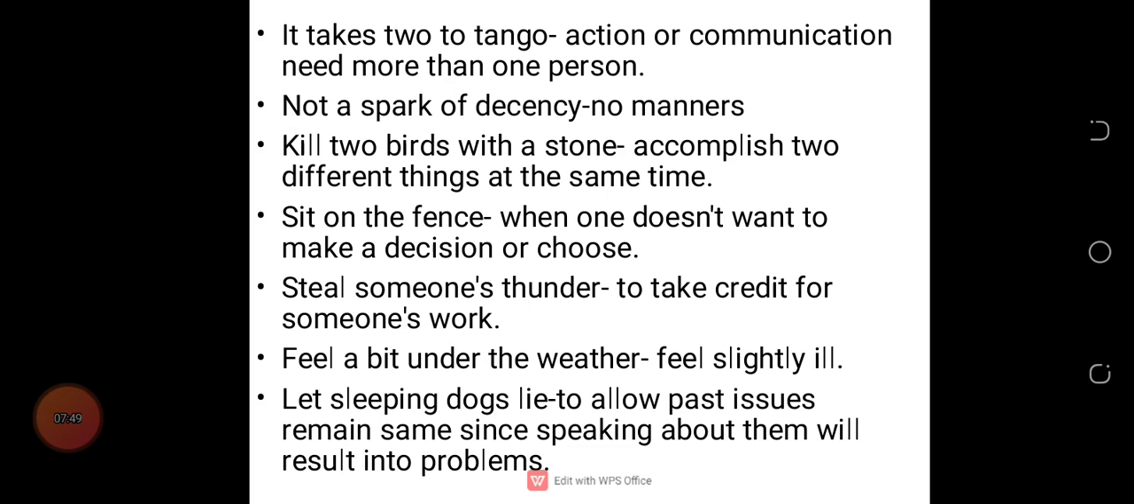Then the next one, feel a bit under the weather. To feel slightly ill. So you say, I'm under the weather. It means you are not well.